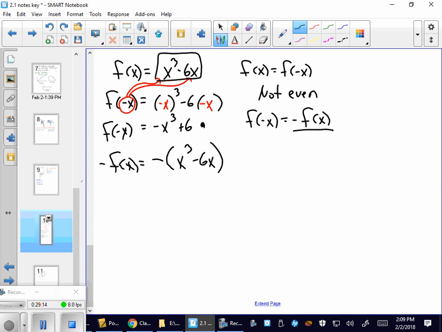Well, we just distribute the negative through and see what we get. So that'll be negative x cubed plus 6x. Well, if you look, this is the same as this, which means that this is an odd function. All right.